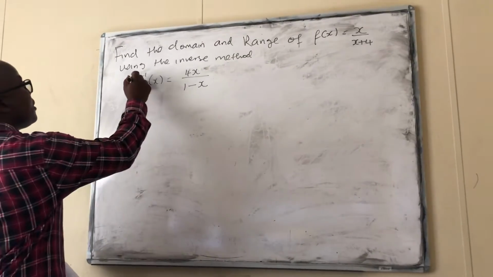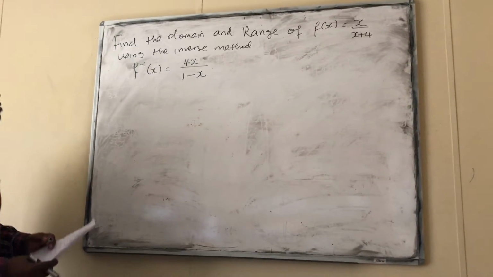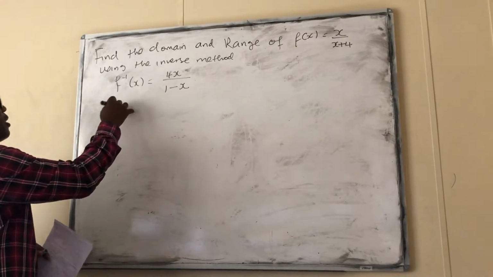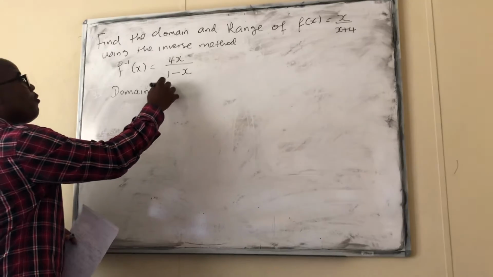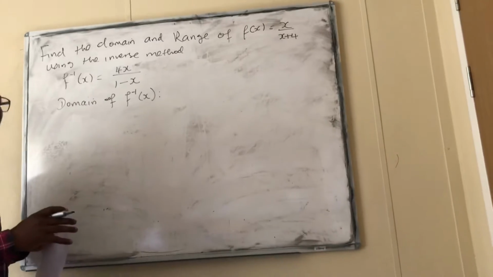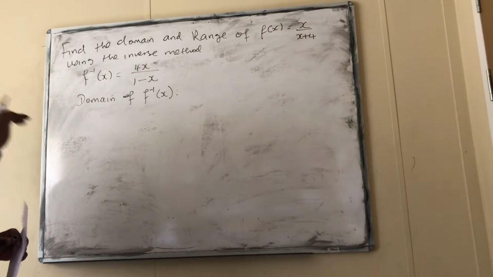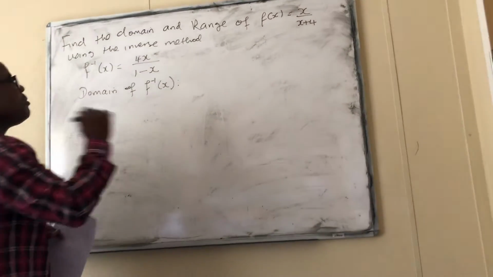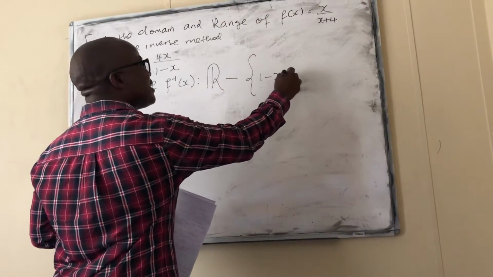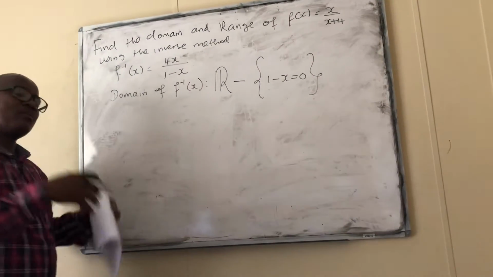Okay, right. So this is the inverse that we calculated from the previous video, and we are going to find the domain of this inverse, the domain of f inverse of x. Like we said, to find the domain, if it's a fraction, we focus on the denominator. The denominator should never be a zero, which means that this is all real numbers except when 1 minus x equals 0. Because if the denominator is a 0, this function is undefined.